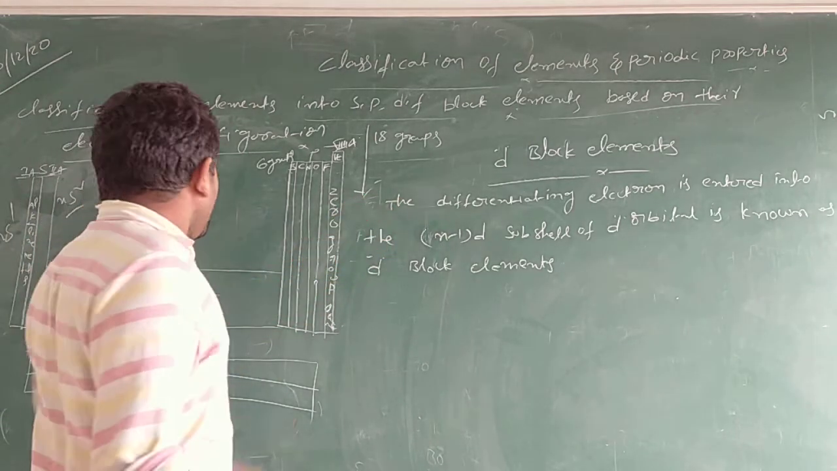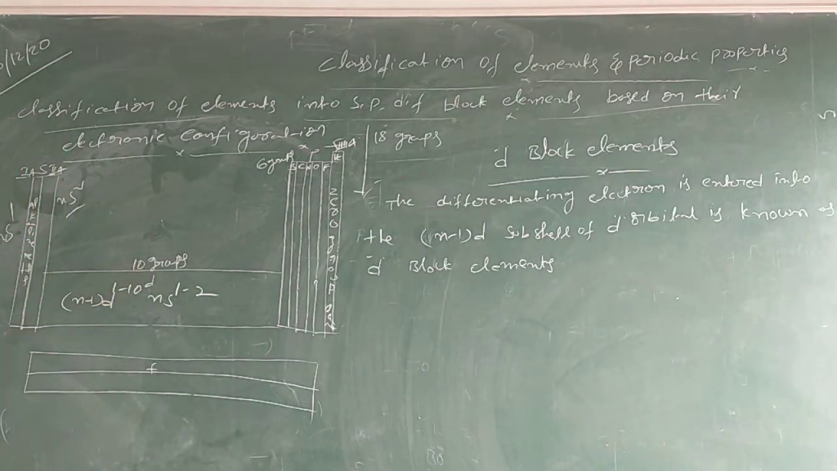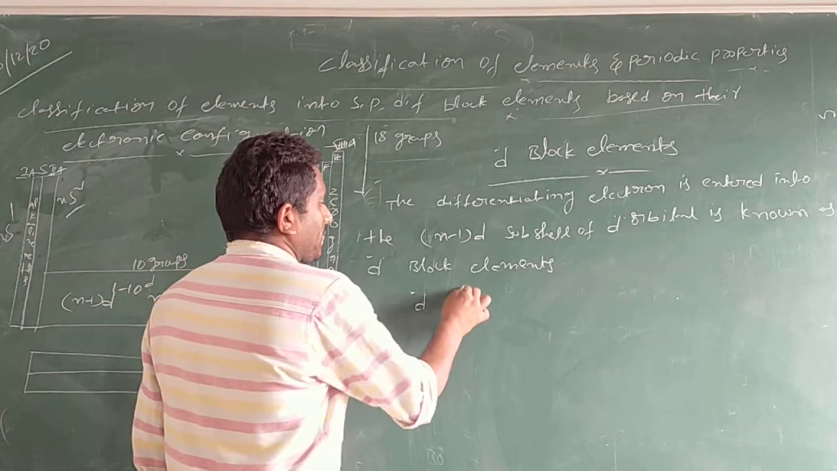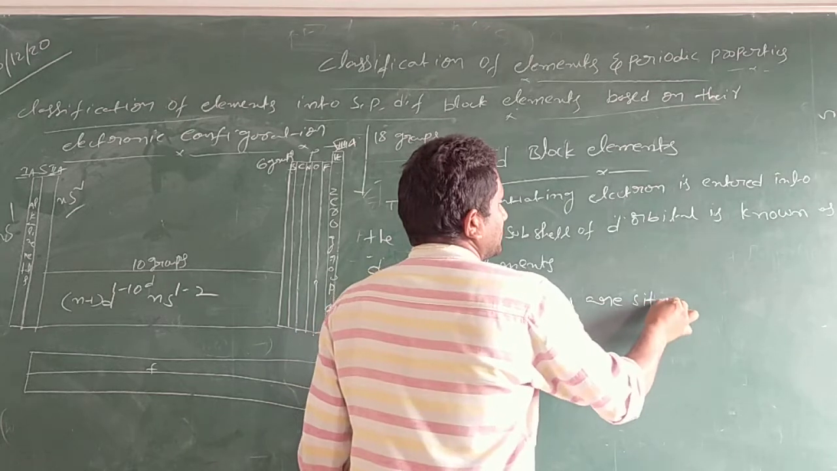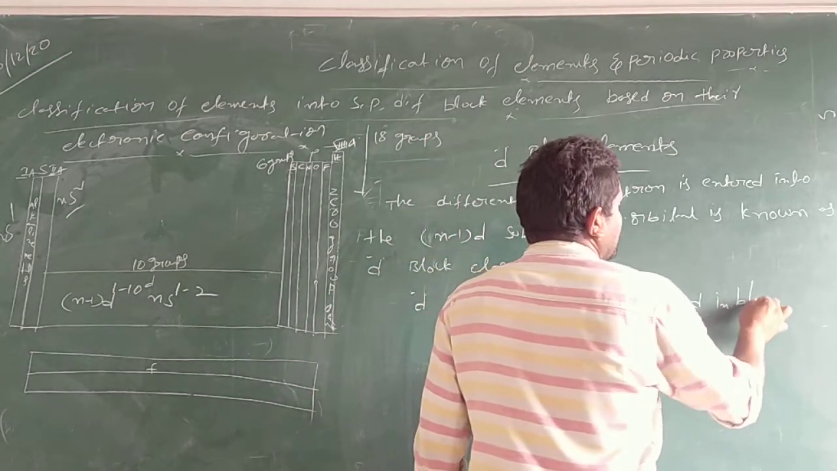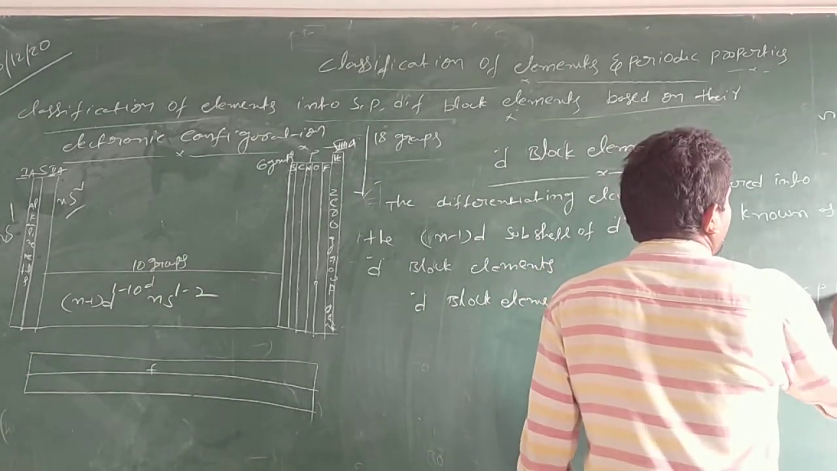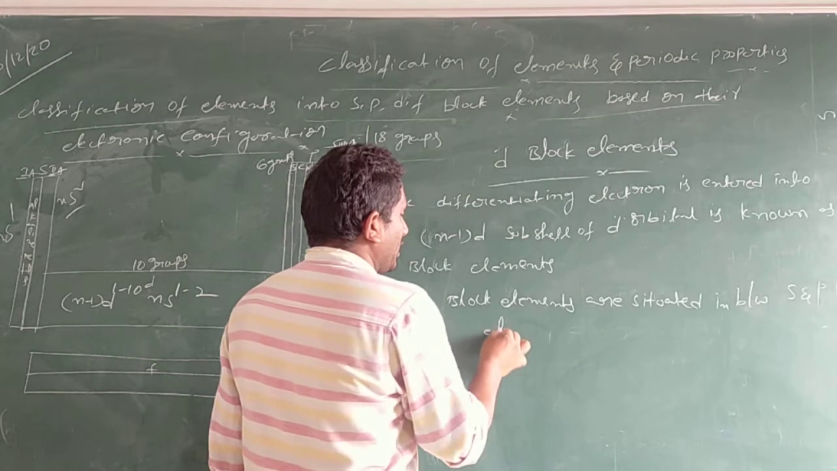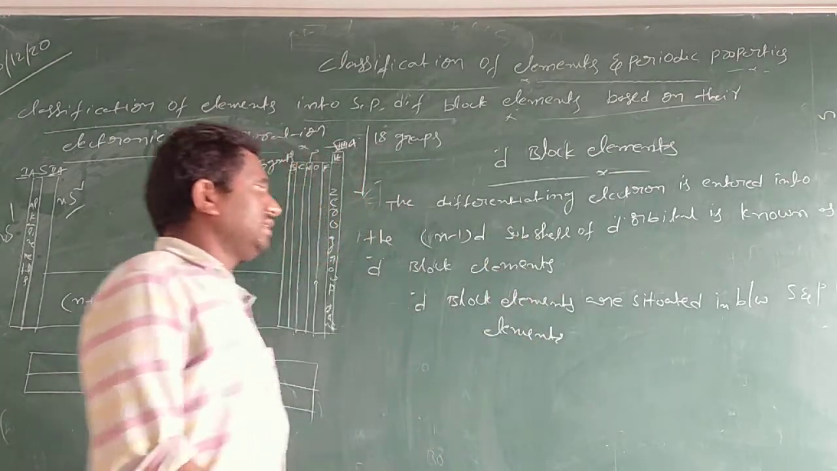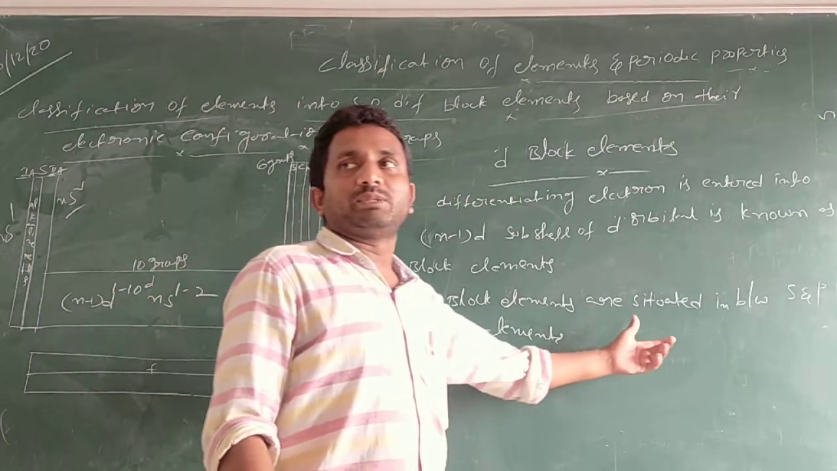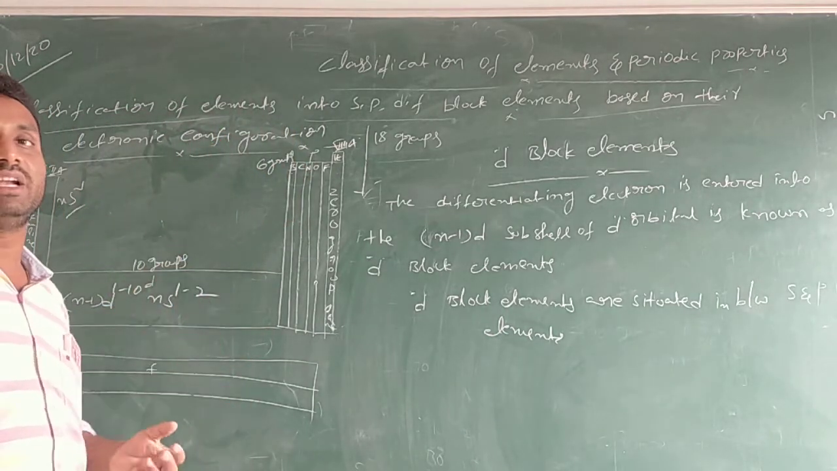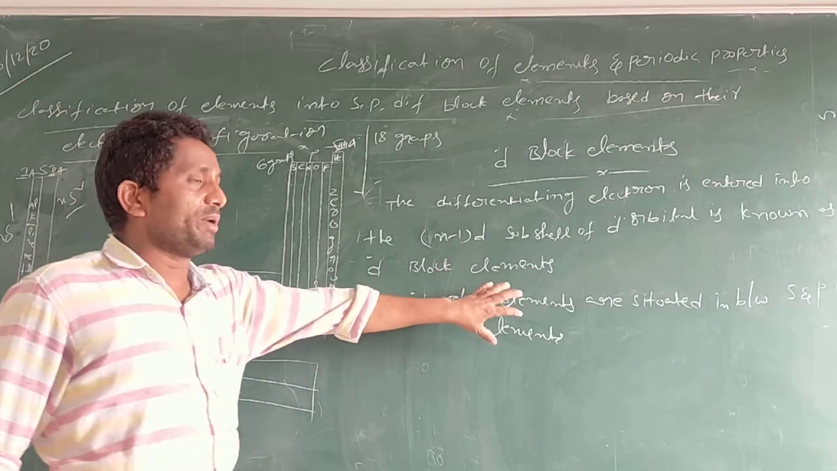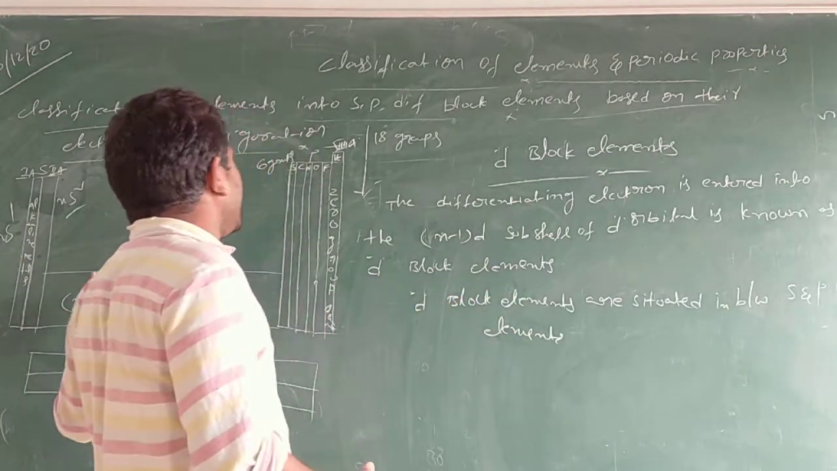The D block elements are situated in between S and P block elements. So why are they situated between S and P block elements? The properties of D block elements are in between the properties of S and P block elements.